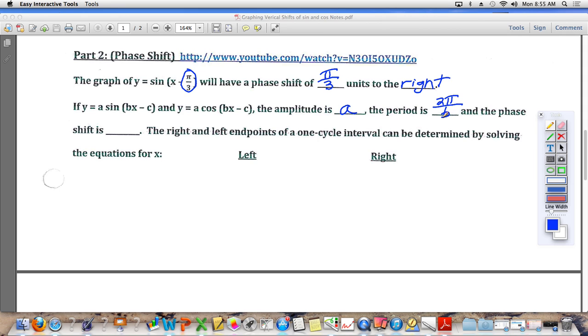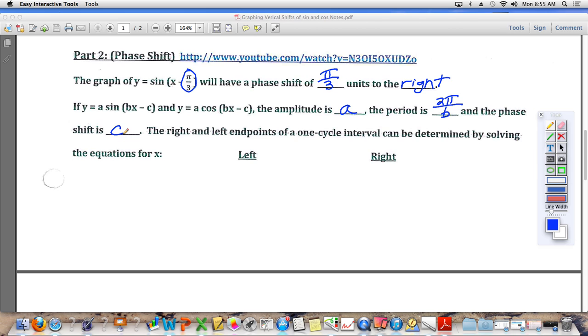And the phase shift is, what is the phase shift? Should be c. Very good. The right and the left endpoints of one cycle interval can be determined by solving the equations for x. So, this is what you need to do. You normally have the left endpoint and you have the right endpoint, which always match each other. Are you with me here? Yeah.